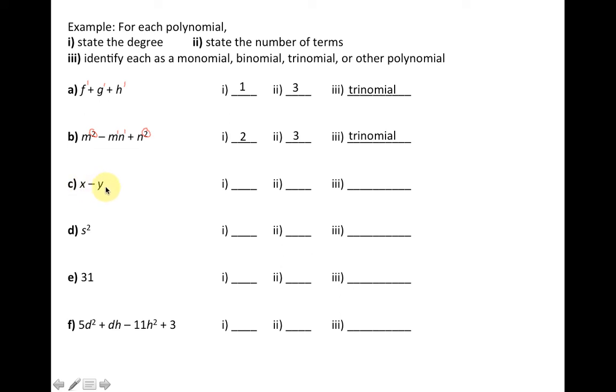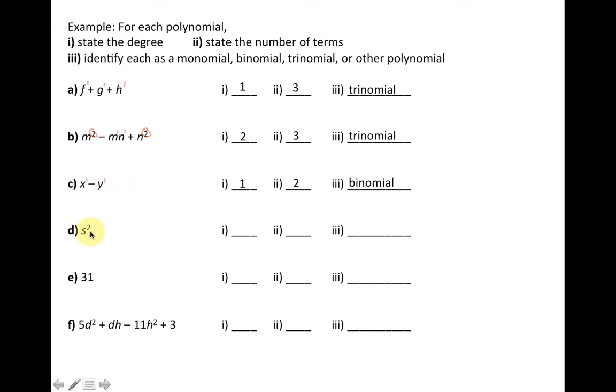Next we have x minus y. So starting off with the degree, you can see that this term has degree 1, this term has degree 1, so overall it has degree 1. The number of terms here is 2. And finally, we call this a binomial because there are 2 terms.